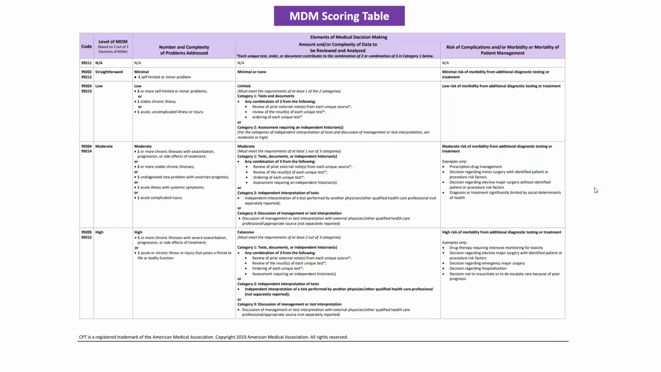Earlier, I talked about definitions. You can find them in your E&M guidelines. They define all of these things like unique source. What is that? What is an independent historian? What is independent interpretation? They define it. They even define risk. And I'm going to show you in a moment.